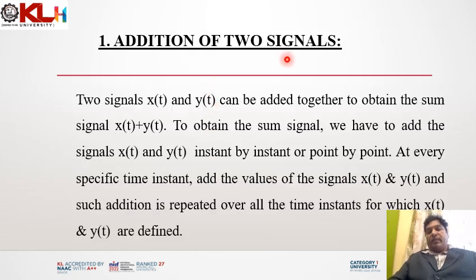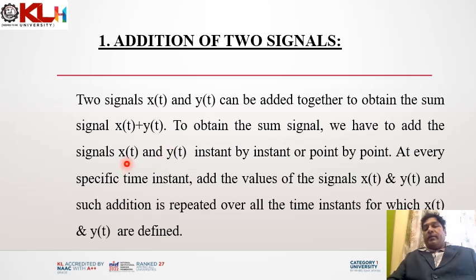Now addition of two signals. So two signals x of t and y of t can be added together to obtain the sum signal, which is x of t plus y of t. So here we have to add the signal x of t with y of t instant by instant or point by point.